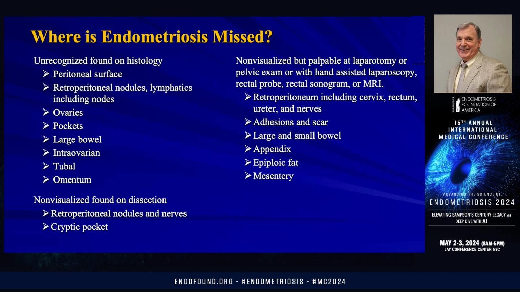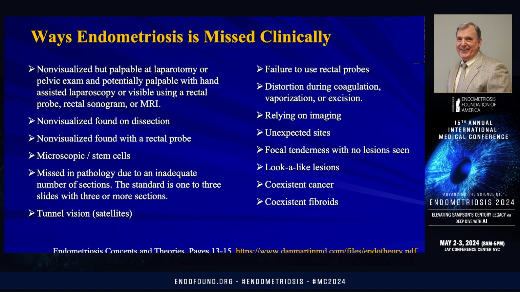We miss endometriosis all over the place. I'm going to show you some examples of those on the peritoneal surface, retroperitoneum. You just saw the ovary. We miss it in all these other areas. We are not good at recognizing endometriosis in all patients. We're pretty good at peritoneum. We can see what's in front of our face. It's what's not in front of our face that we miss. There are lots of ways to miss it.